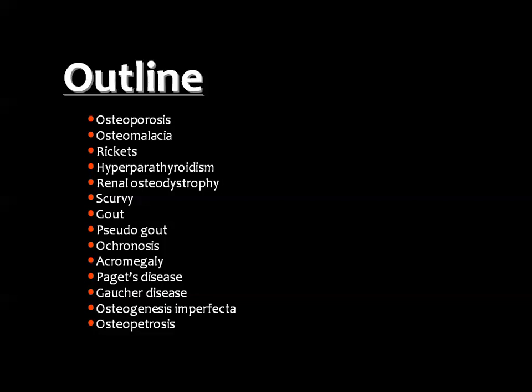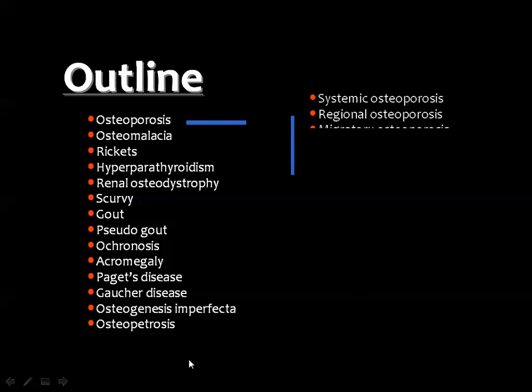Actually, the metabolic bone diseases are many, and we are going to talk about osteoporosis, osteomalacia, rickets, and hyperparathyroidism, as well as renal osteodystrophy in the first part of this talk. Then we will discuss later on the scurvy, gout, pseudogout, ochronosis, acromegaly, Paget disease, Gaucher's, osteogenesis imperfecta, and osteopetrosis.